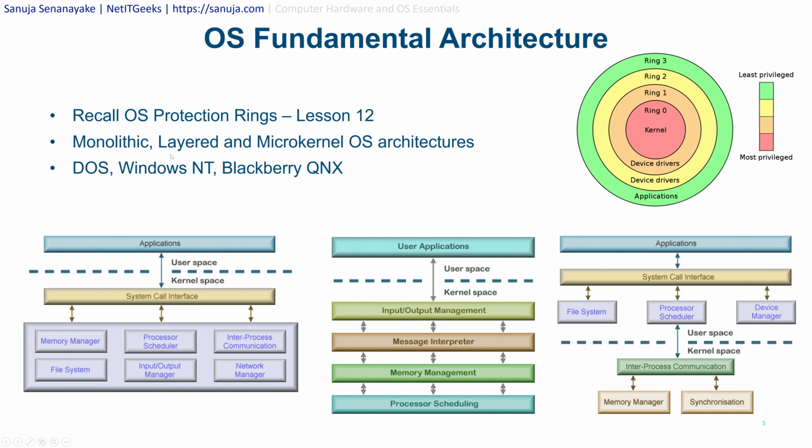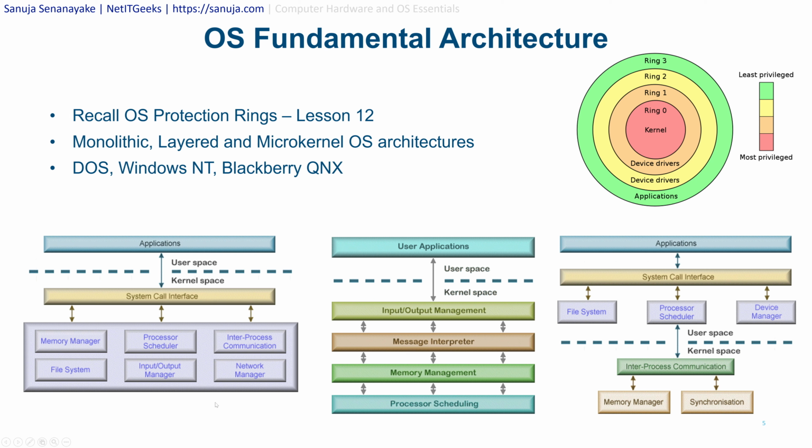We have monolithic, layered, and microkernel operating system architectures. Again, for your A+ certification program, you do not need to know in depth how monolithic, layered, and microkernel operating system architectures work. But what you need to know is that these different architectures exist, and they are fundamentally different in the ways the architecture is built.